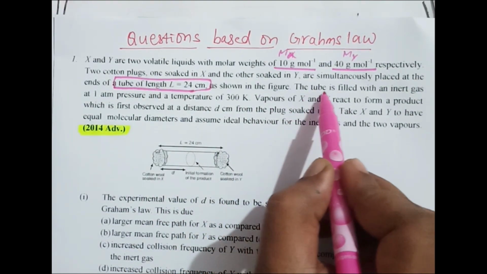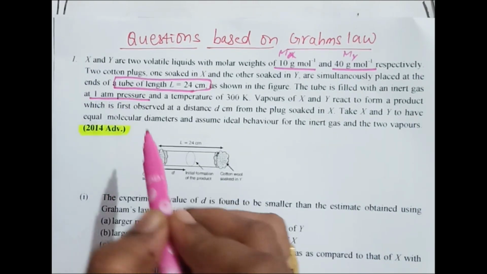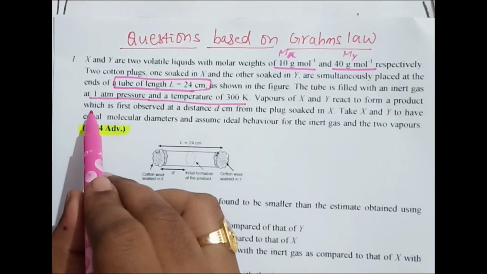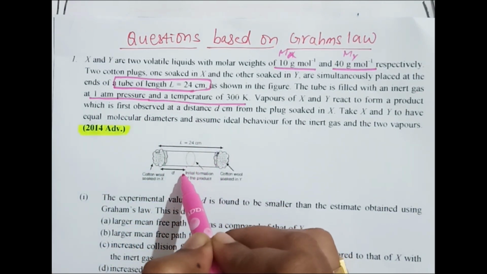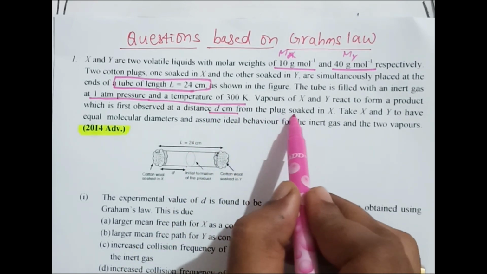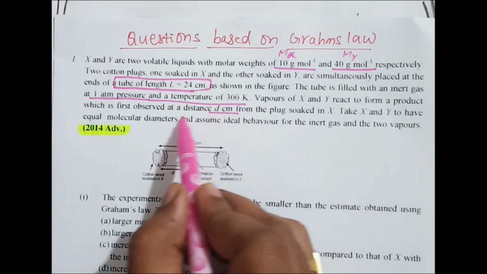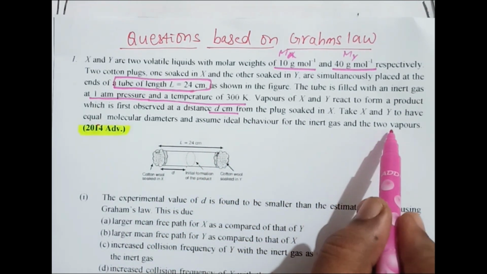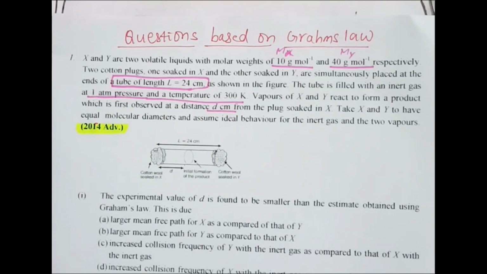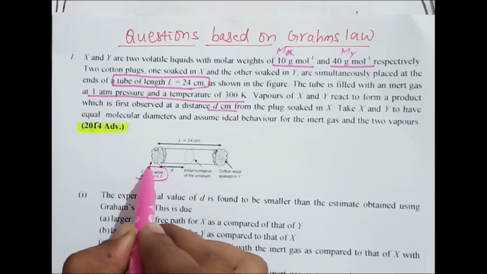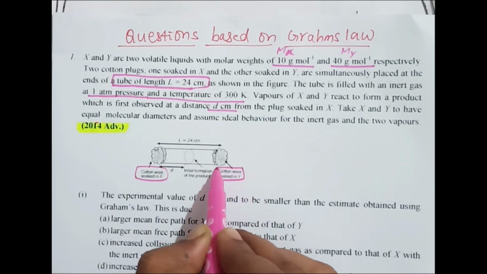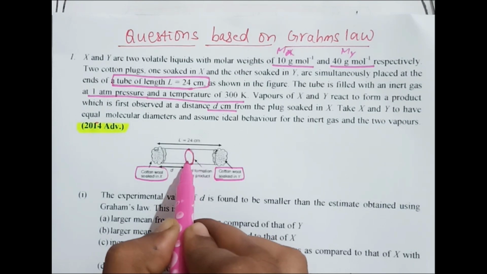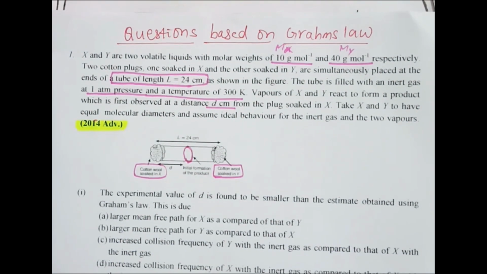The tube is filled with inert gas at pressure 1 atm and temperature 300 Kelvin. The vapors of X and Y react to form a product which is first observed at distance D centimeter from the plug soaked in X. Take X and Y to have equal molecular diameter and assume ideal behavior of the inert gas and the two vapors. So here is cotton wool soaked in X and here cotton wool soaked in Y, kept at a total distance of 24 centimeter. Here for the first time the reaction happens, this distance is D, and that is what we have to find.